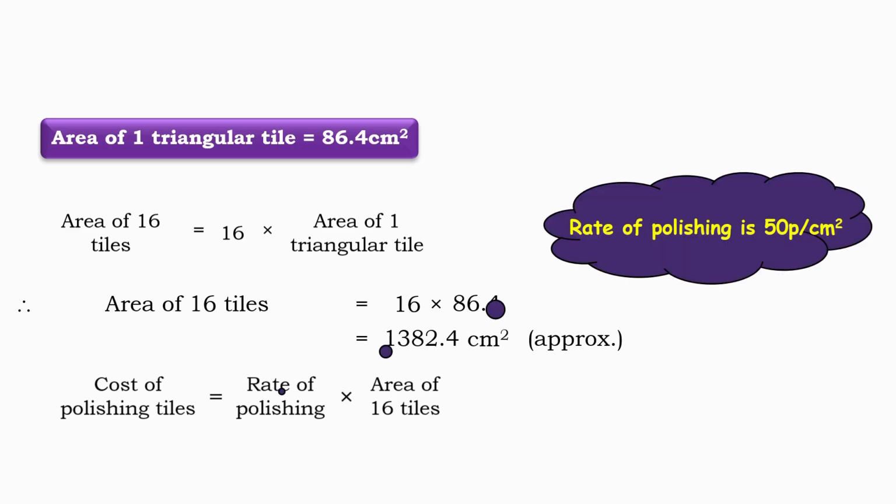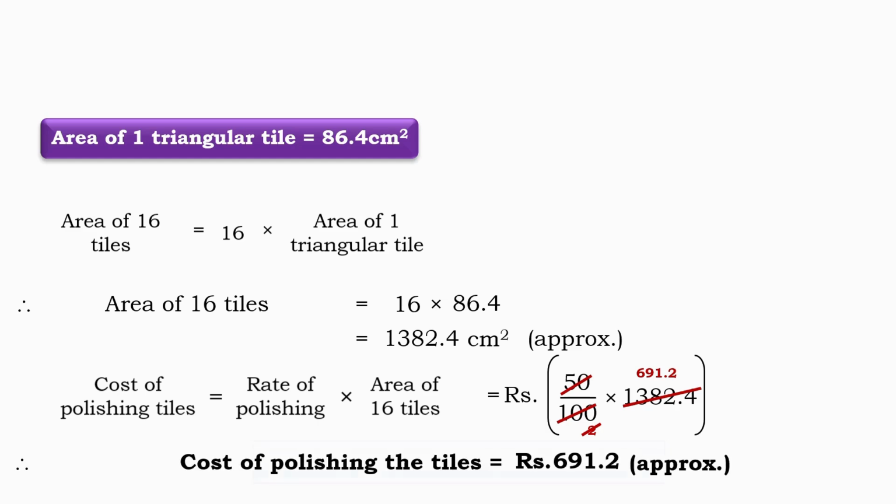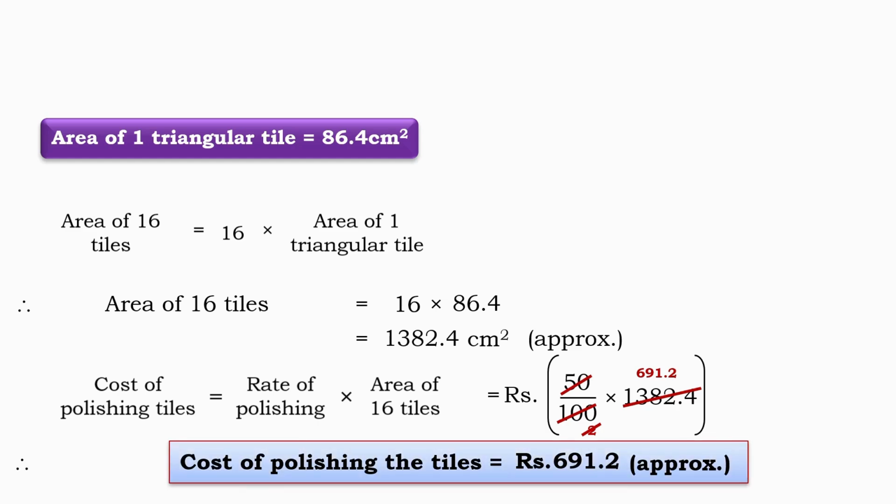Now the cost of polishing the tile will be equal to the rate multiplied by the area of 16 tiles. So the rate is given as 50 paisa per centimeter square. So 50 paisa means 50 by 100 rupees, right? Because we know that 1 rupee is 100 paisa. So now do the division. 50 by 100 is 1 by 2. Now cut this 2 with the number. We'll get approximately 691.2 rupees. This is approximate because we have considered the area as an approximate value. So that's why the cost will also be an approximate value.